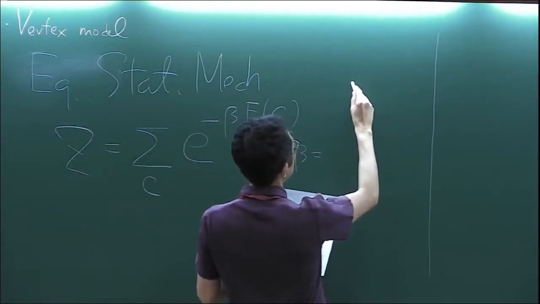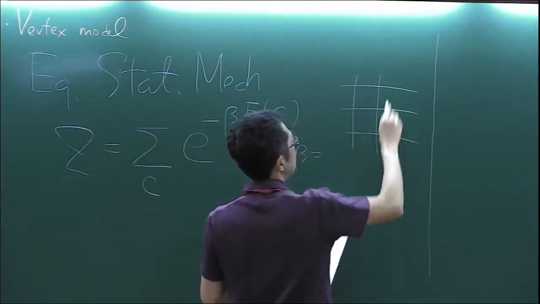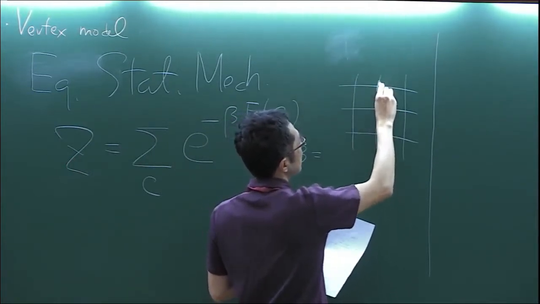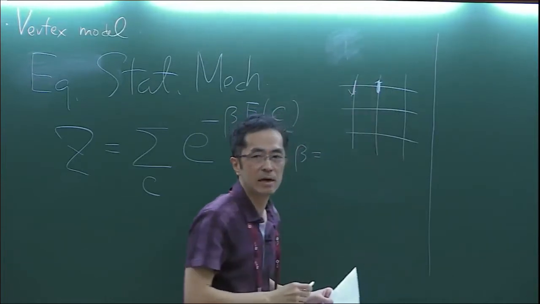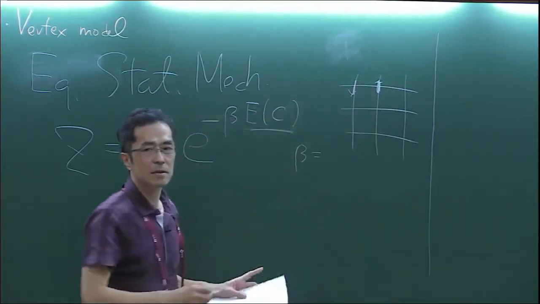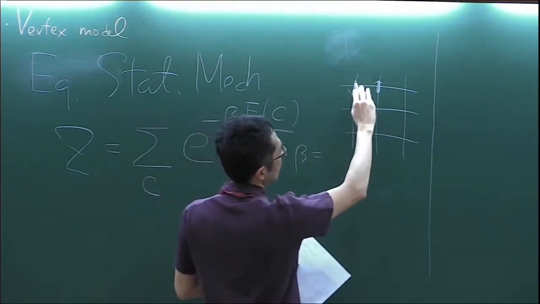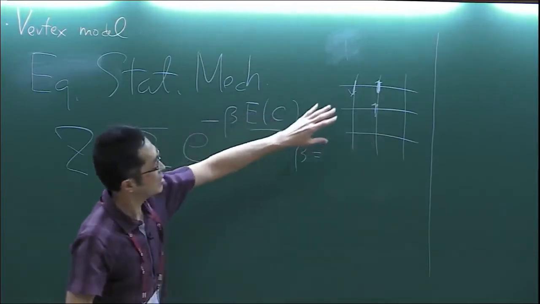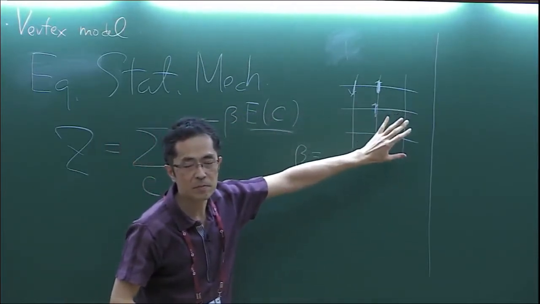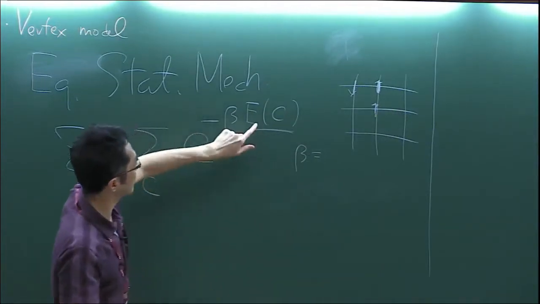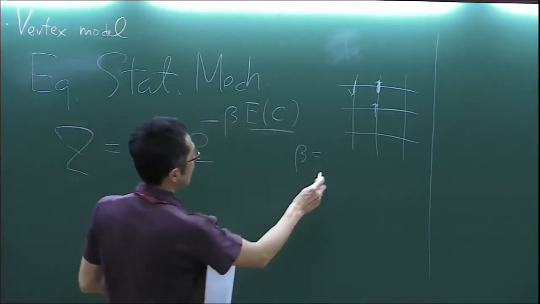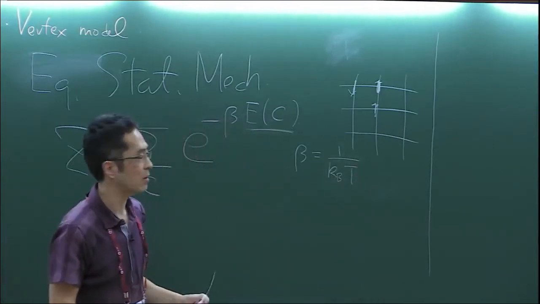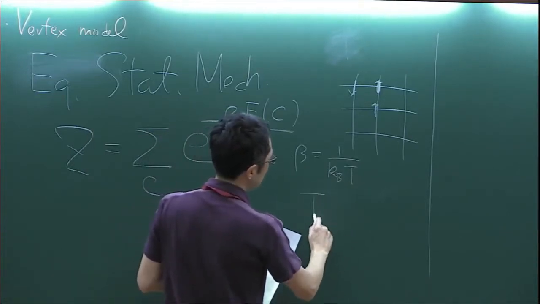Maybe the simplest example would be the Ising model, in which case we have spins, up or down spins at each site, and the energy is given depending on this configuration, the microscopic configuration of spins. Right? So for each spin configuration of a system, we associate some energy, and this is appearing here. And beta is given by 1 over k_B T. So k_B is just some constant called the Boltzmann constant. And T is the temperature.